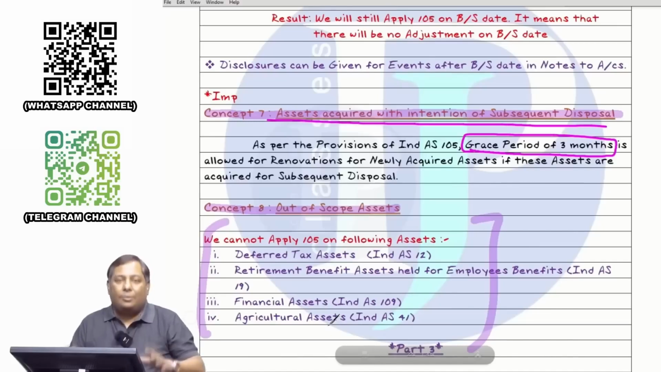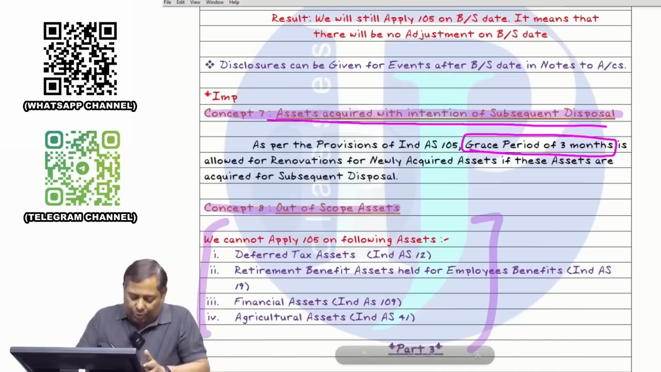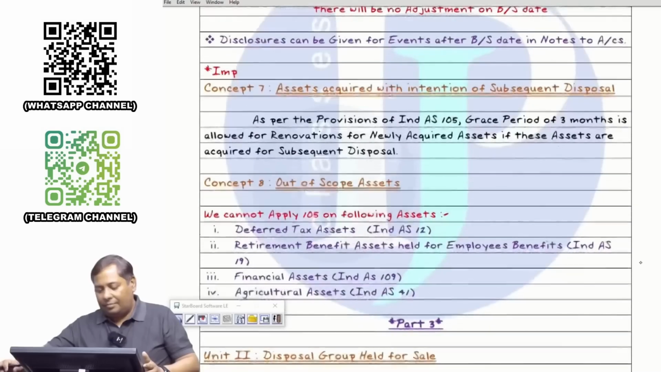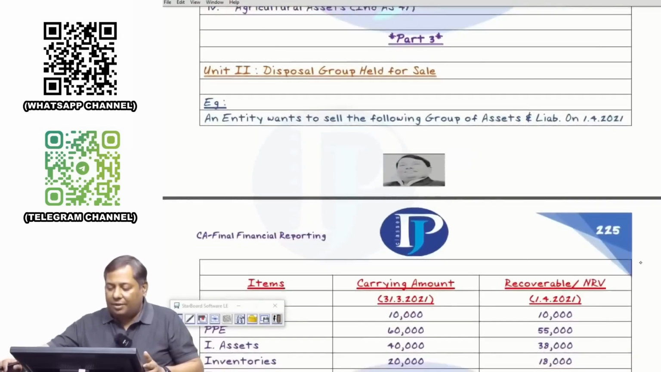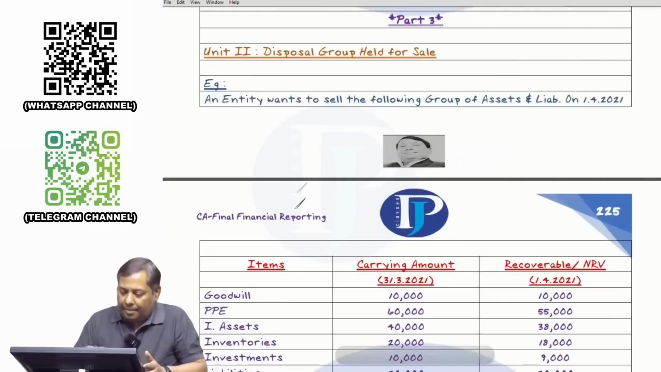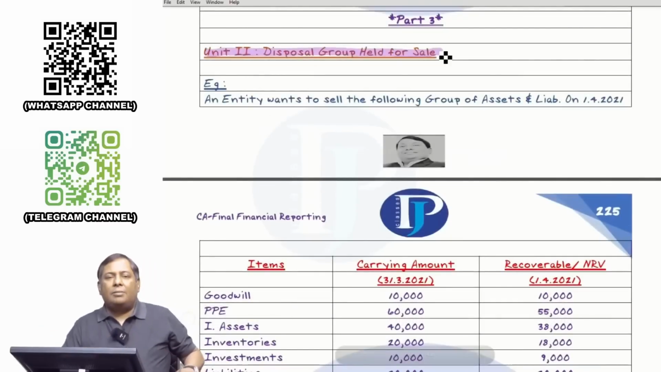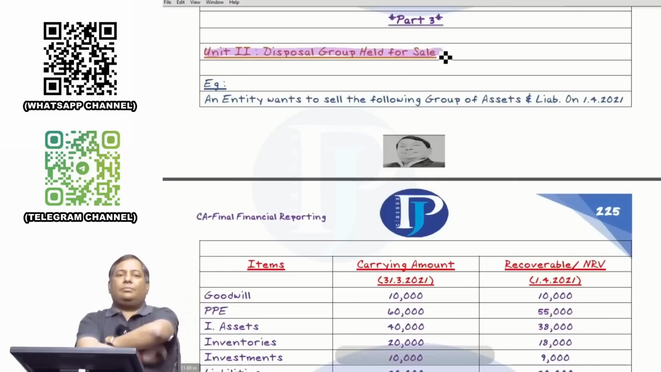Is that okay, students? So we have revised 2 videos. I have explained 8 concepts. I have come to video number 3. This is lecture number 3. And here I started the second unit. This means unit number 1 is over. Non-current assets held for sale are finished.